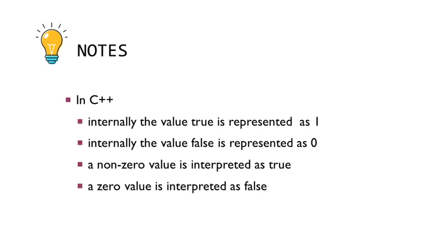This is another note that I provide to you. You must know that in C++, internally the value true is represented as 1 and false is represented as 0. Other than that, a non-zero value is interpreted as true and a 0 value is interpreted as false.